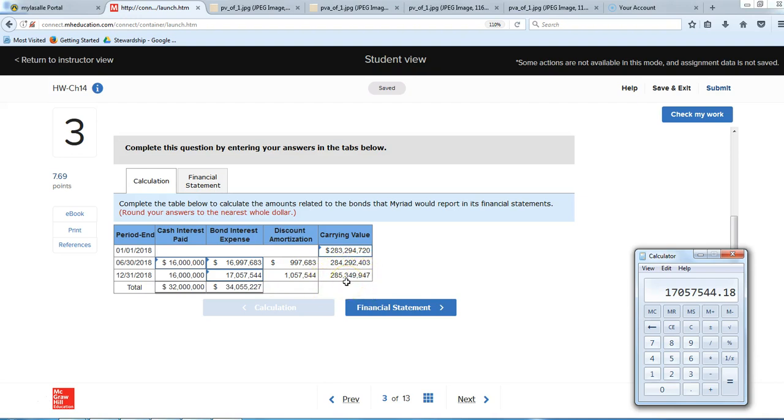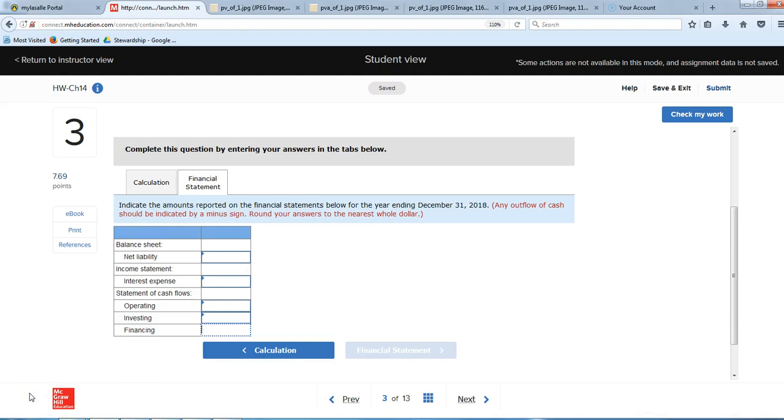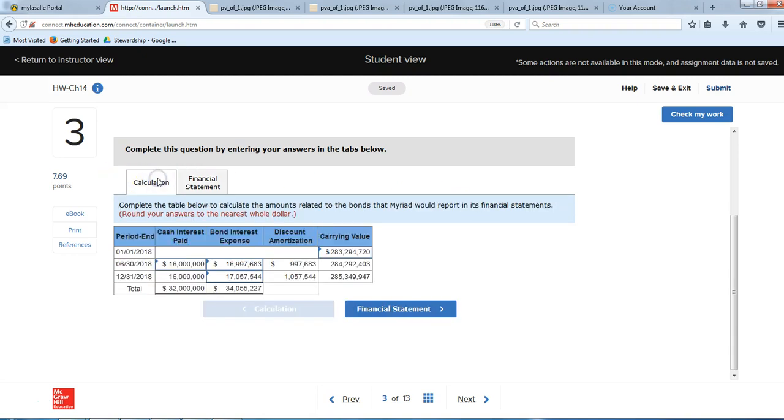Connect automatically calculates that for us, and then we add this difference to the previous balance to come up with the new outstanding balance. The next requirement asks us to see how the amortization table affects the financial statements. On the balance sheet as of December 31st, 2018, the liability related to this bond is the outstanding balance. So on December 31st, 2018, the company will report the liability related to these bonds at $285,349,947.